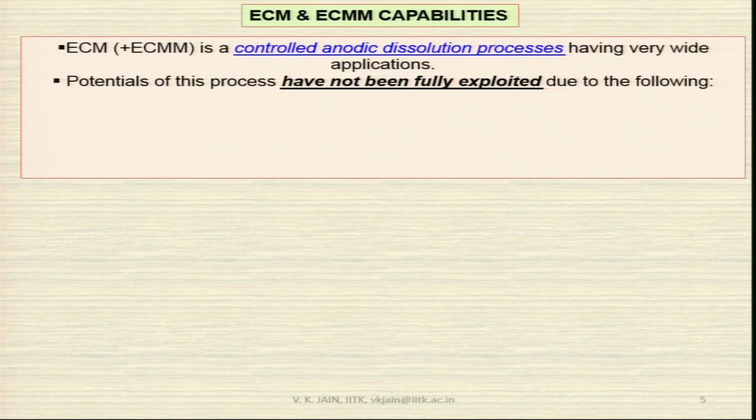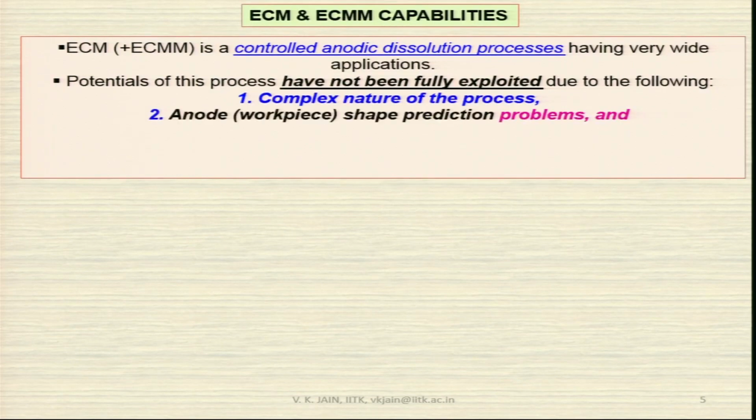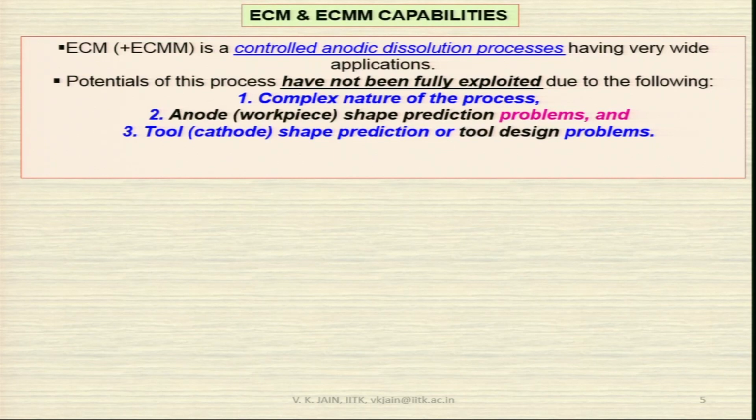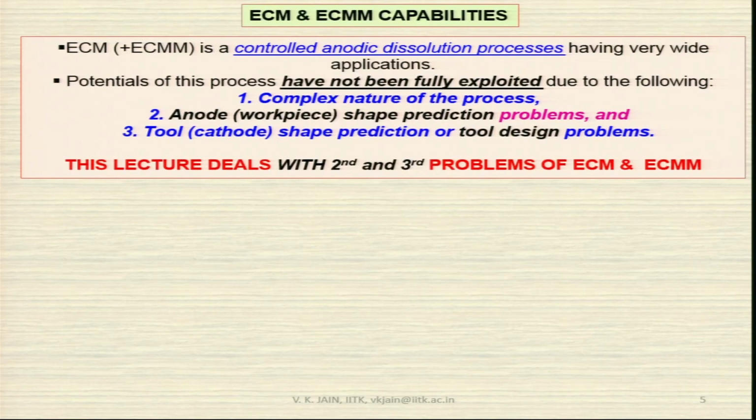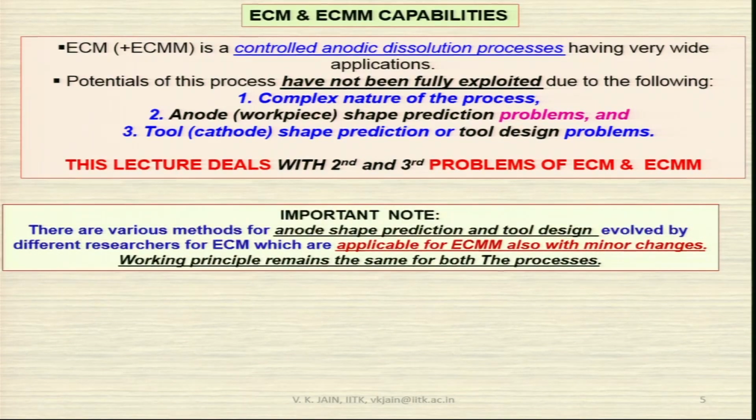Potentials of this process have not been fully exploited due to the following: the complex nature of the process, anode or workpiece shape prediction problems, and very importantly, tool or cathode shape prediction or tool design problems. This lecture deals with the second and third problems of ECM and ECMM. Important note: there are various methods for anode shape prediction and tool design evolved by different researchers for ECM, which are applicable for ECMM also, with minor modifications. The working principle remains the same for both the processes.